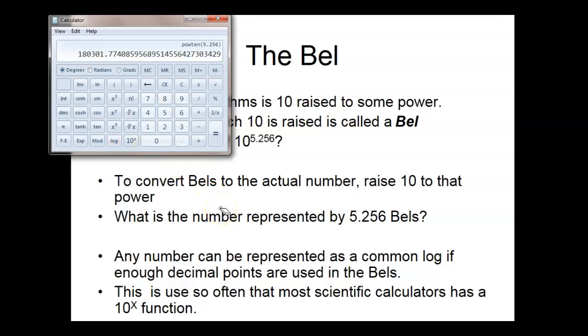Any number can be represented as a common log if enough decimal points are used in the bels. It's just like any number can be represented using engineering notation. Y'all understand? But sooner or later, we say round to 2 digits, round to 1 digit. As soon as you round, you're losing accuracy. But we're not shooting for perfect accuracy. We're shooting for something where I can tell if something is good or if something's bad.